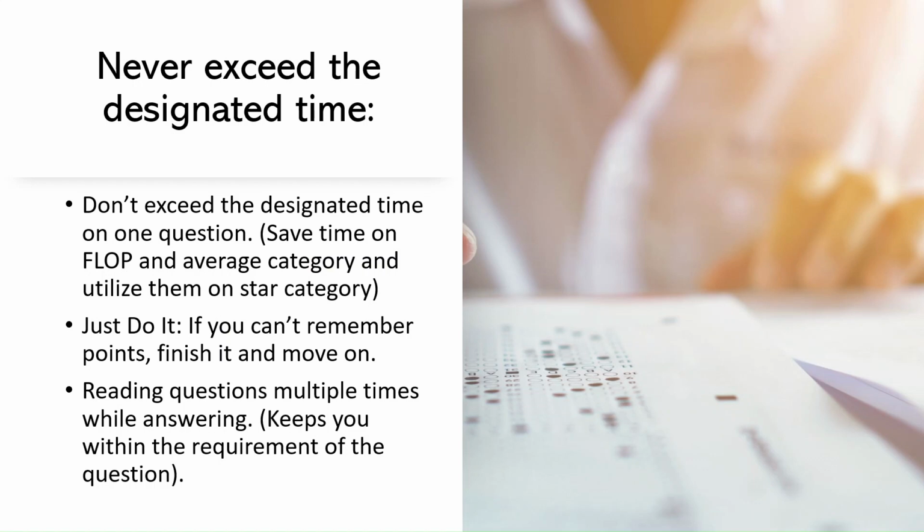Now, for each specific question, if I say how do you go about each specific question? So for every question, the thumb rule is you don't want to exceed the designated time limit. First thing that you need to keep in mind, right? Do not exceed the designated time on one question, right? And also you need to save time on your flop and average category questions. वहाँ पे टाइम सेव करो, because you don't know much about it. जितना आता है उतना लिखो, वहाँ पे स्टक होके मत बैठ जाना. And utilize the time you have saved there in your star categorization question, because वहाँ पे आप बहुत अच्छे से लिख सकते हो. You can beautify your answer if you want in that star categorized question.